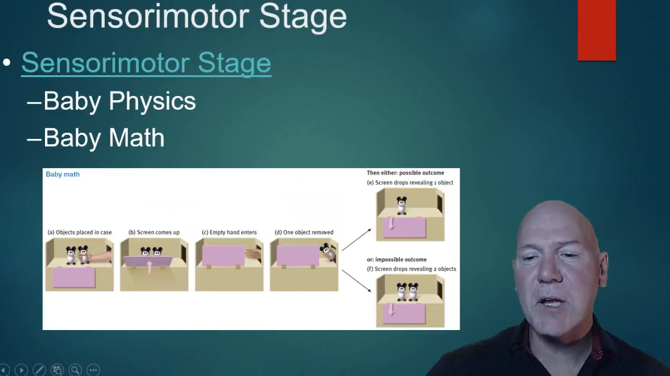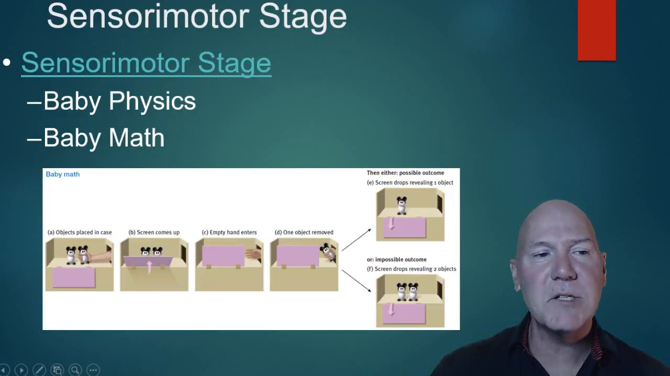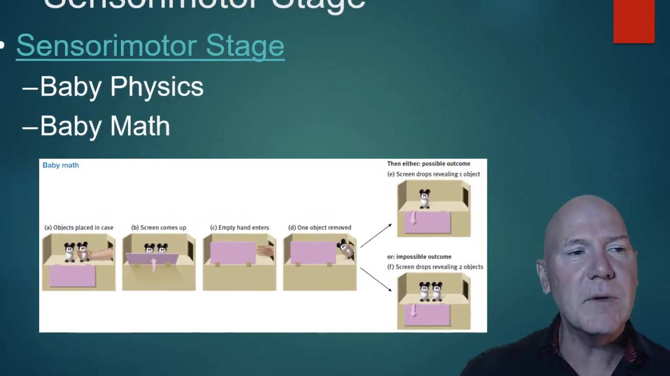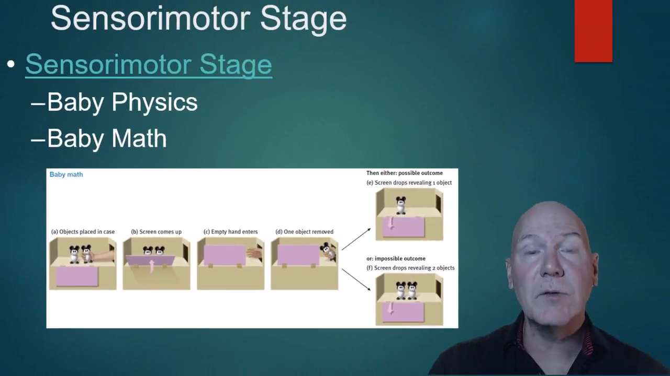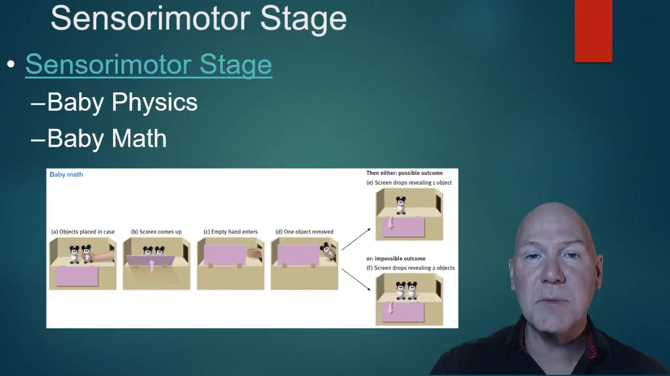The other thing, Piaget believed that people of these ages didn't really think. But what we do know is during the sensorimotor stage that babies can do simple physics and simple math. As you can see in this experiment where 2 objects are placed in a case, the screen comes up and then a hand reaches in and pulls one out, which would mean there should be 1. But if the screen drops revealing 2, that's an impossible situation.